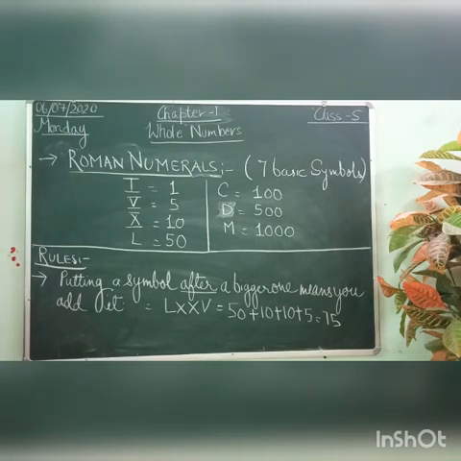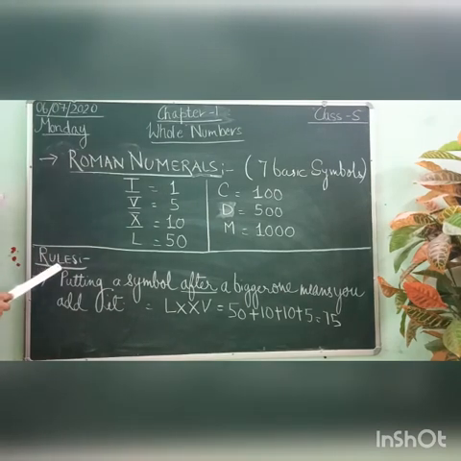And how do we form these Roman numbers? By combining these letters and following certain rules, we make Roman numerals. First, what are these rules? We have to understand these different rules.